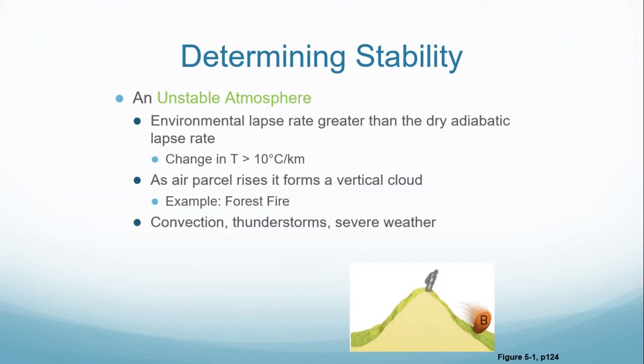The second type of atmosphere we talk about is the unstable atmosphere. An unstable atmosphere is characterized by an environmental lapse rate greater than both the moist and the dry adiabatic lapse rate. In other words, the environmental lapse rate changes at a rate greater than 10 degrees Celsius per kilometer. A great example of this would be a forest fire, where you are heating up the surface so much that the temperatures are very hot below, very cold above. That's a very large difference in temperature. Then the larger the change in temperature, the more unstable the atmosphere is.